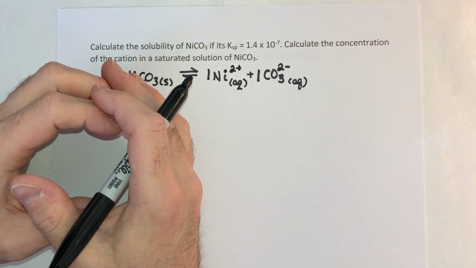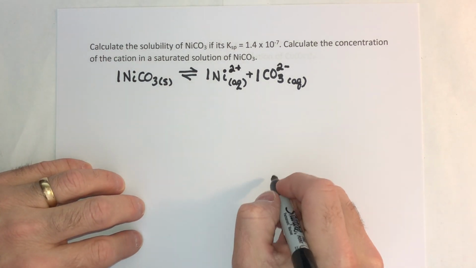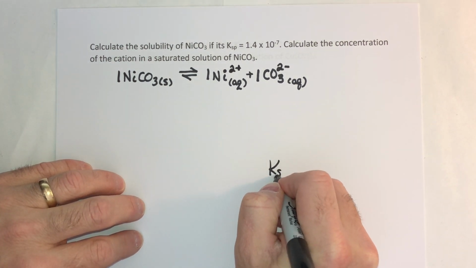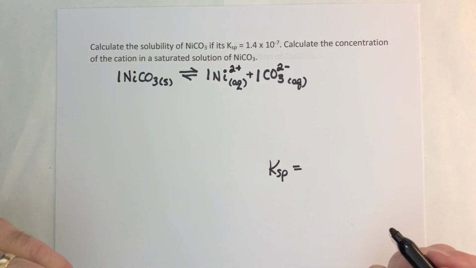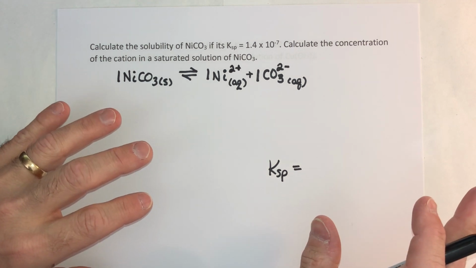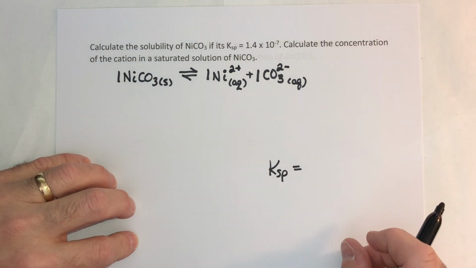Your low solubility solid splitting up to give you ions. Now, I also need to talk about my KSP. So if I'm going to write my KSP, let's put that maybe down here a little bit. KSP is just a very specific type of equilibrium constant.